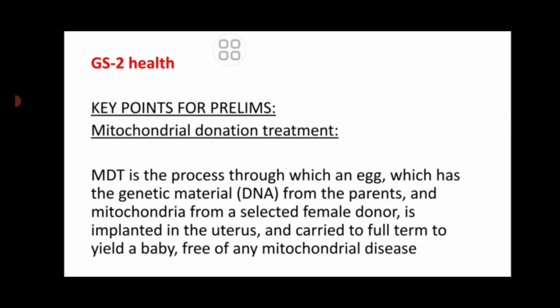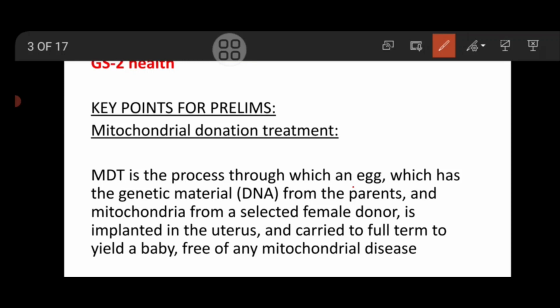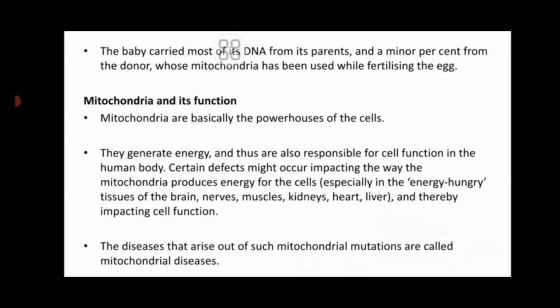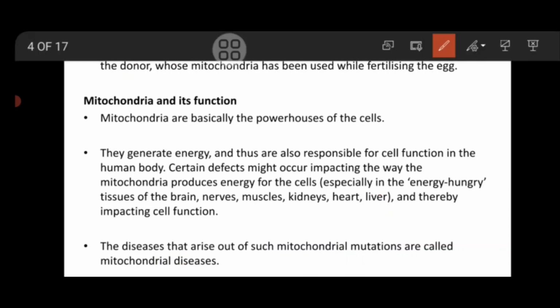About mitochondrial donation treatment: this is a process through which an egg which has genetic material, that is DNA, from the parents and mitochondria from the selected female donor is implanted in the uterus and carried to full term to yield a baby free of any mitochondrial diseases. The baby carries most of its DNA from its parents only, and only a minor percent from the donor whose mitochondria has been used while fertilizing the egg.